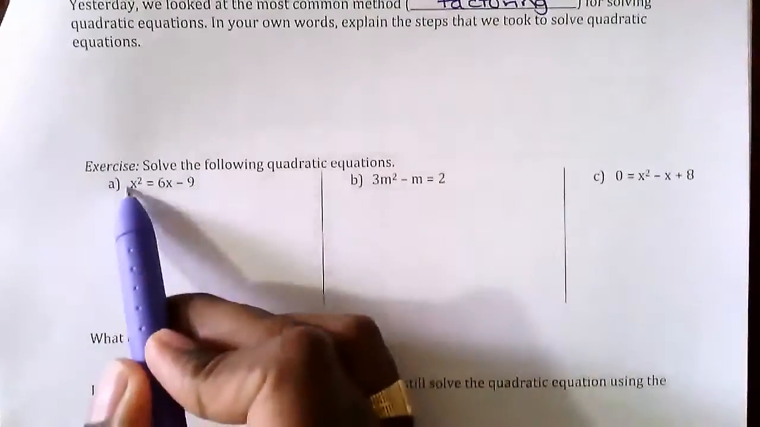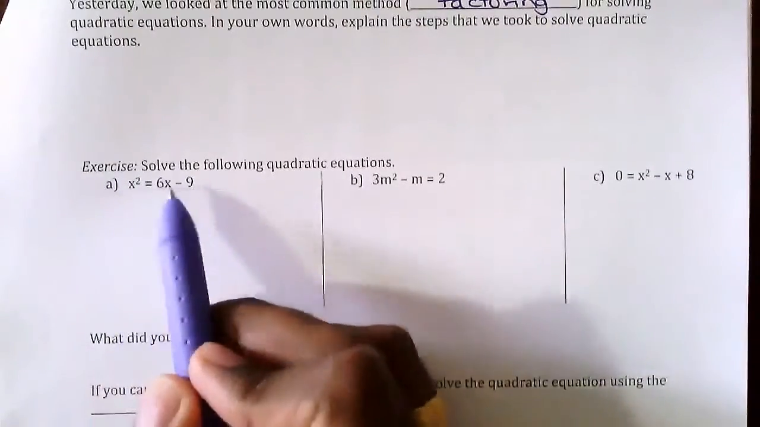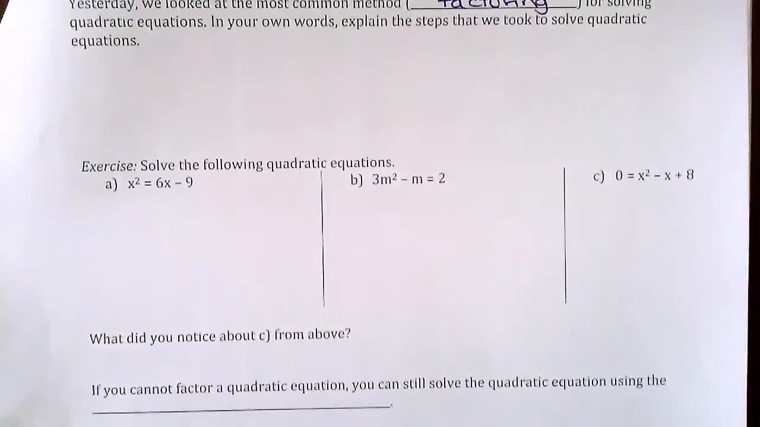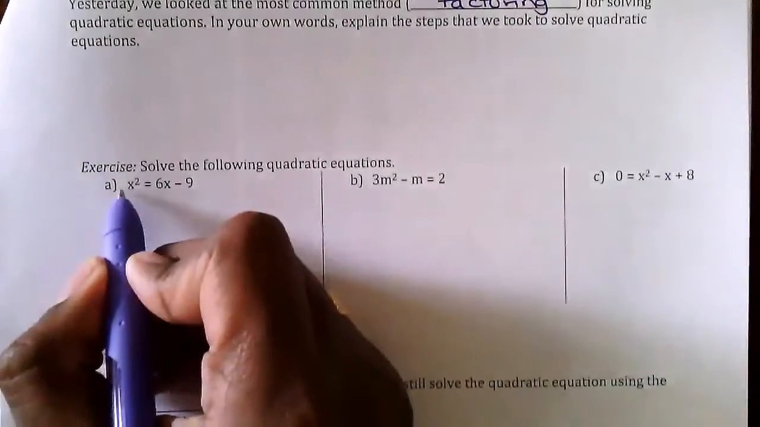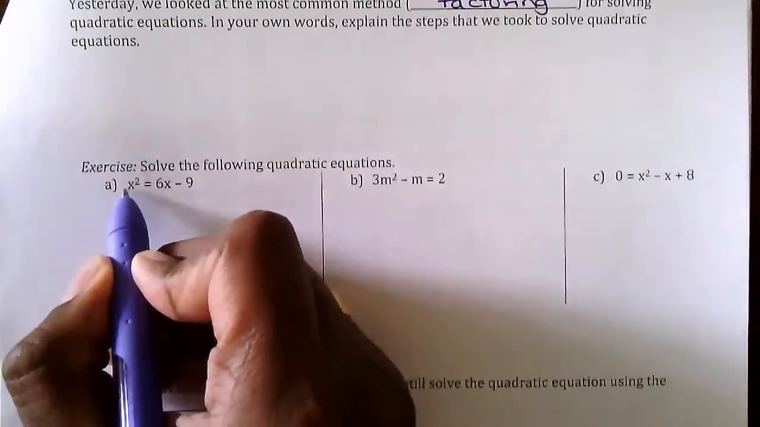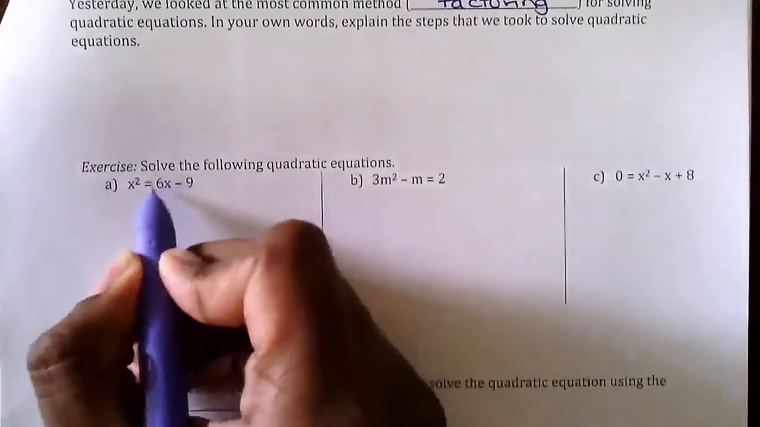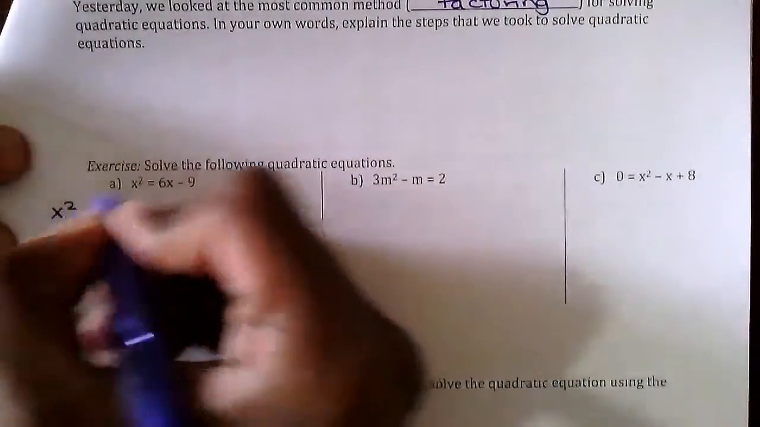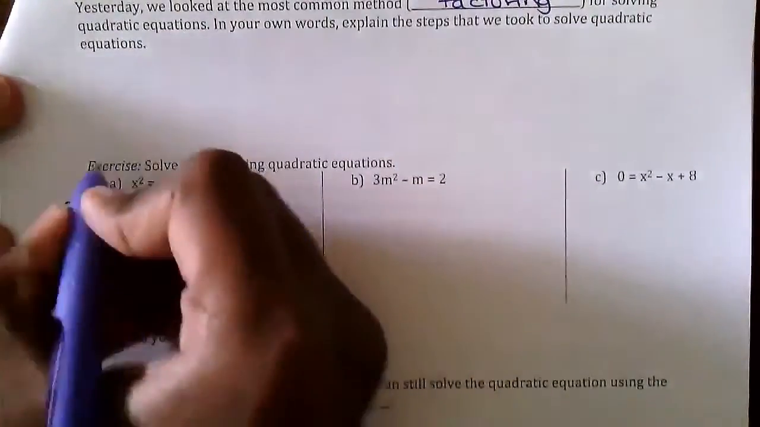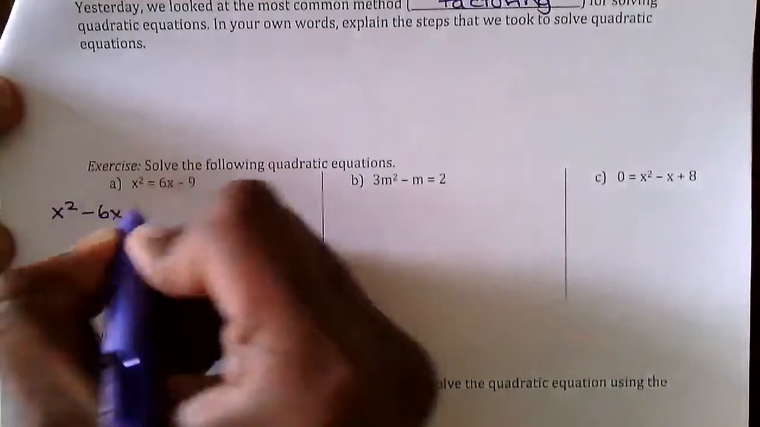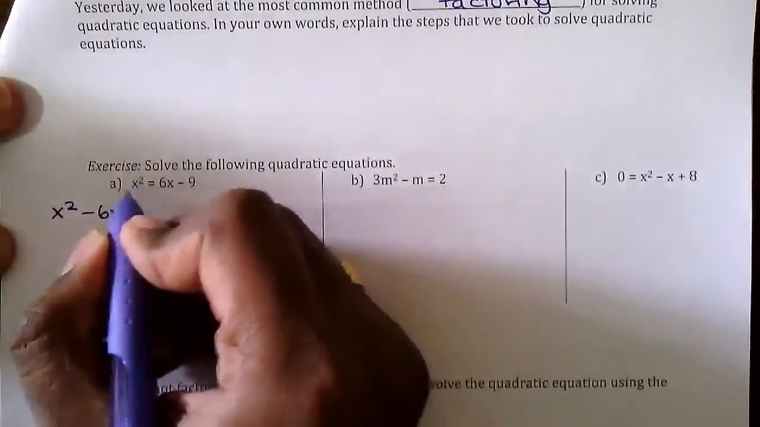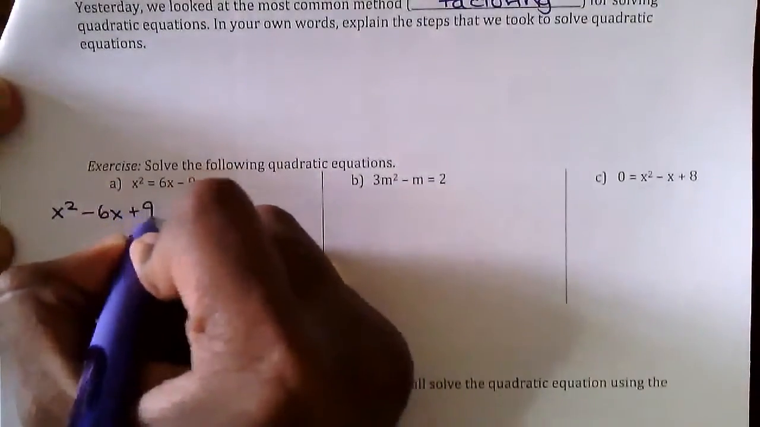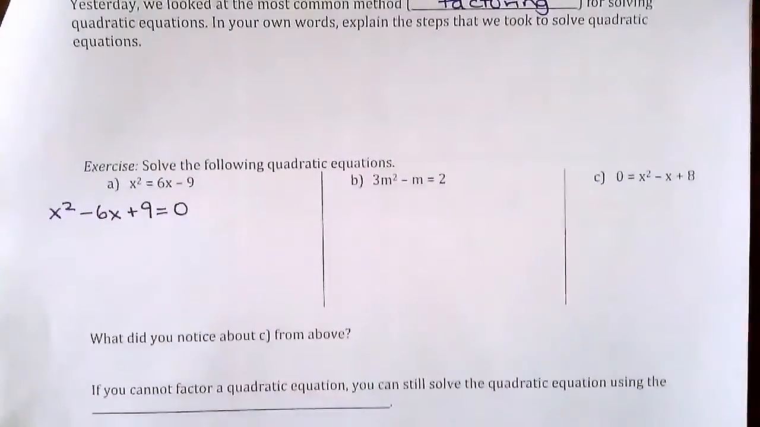So step 1, simplify both sides. There's really nothing we can do here. Step 2, bring everything over to one side. Here, we have an a value that's positive. We want to keep it like that, so we're going to move both of these over. So we have x squared. It's a positive 6x, so on the other side, negative 6x. And it's a negative 9 here, so on the other side, it becomes a positive 9 equals 0.